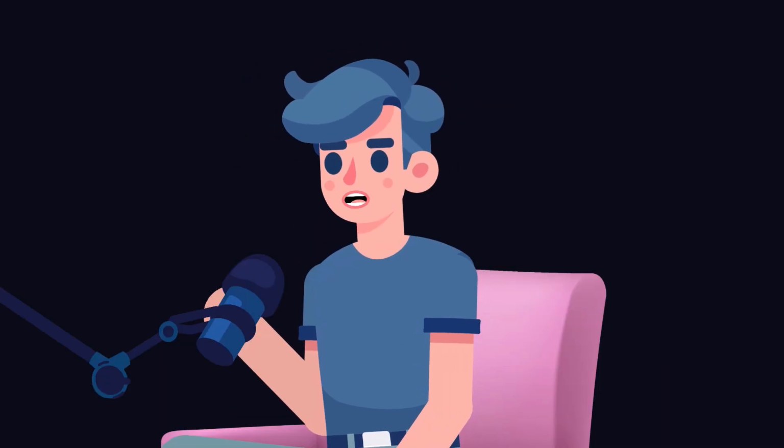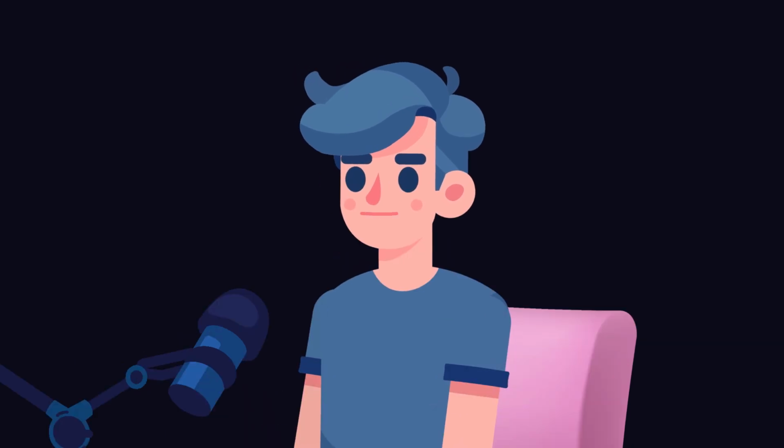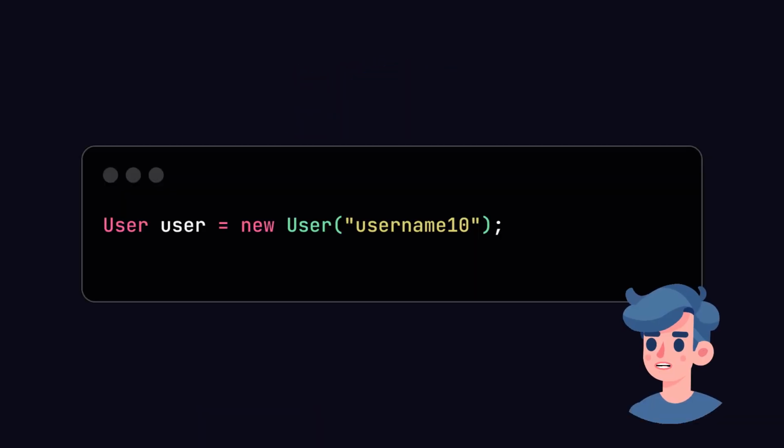Let's test our implementation to see the results. Run the program and observe the console output. After running the code, you might have seen the output saying no achievement earned. Now, let's modify our user's username to meet the criteria of 10 characters.